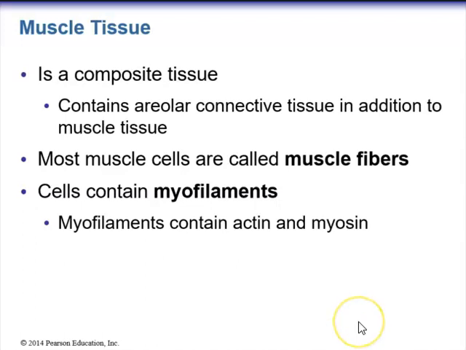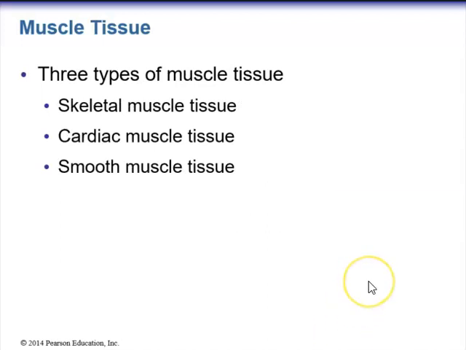Next, we're going to talk about muscle tissue. So muscle tissue is a composite tissue that contains areolar connective tissue in addition to muscle tissue. Now, most muscle cells are called muscle fibers. These cells contain myofilaments, and the myofilaments contain actin and myosin, and these myofilaments are very important for contraction and movement of muscle. So we have three types of muscle tissue. We have skeletal muscle tissue, cardiac muscle tissue, and smooth muscle tissue.